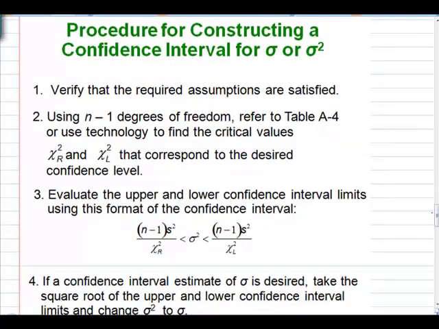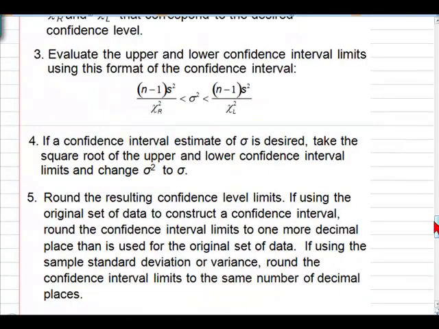For constructing a confidence interval, then, we're going to follow these steps and then evaluate the upper and lower confidence interval limits. Now, on your TI graphing calculators, we do not have a distribution for coming up with these critical values. If a confidence interval estimate of sigma is desired, take the square root of the upper and lower confidence interval limits and change the sigma squared to a sigma. Round the resulting confidence interval limits.